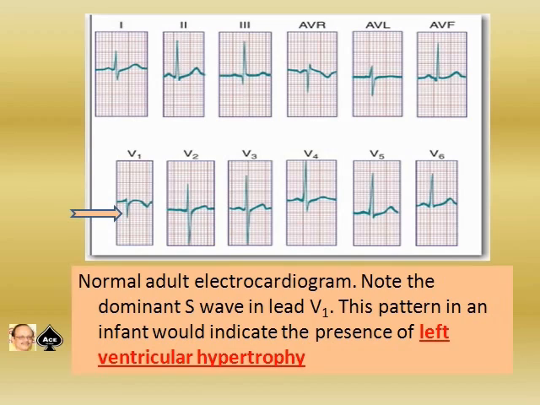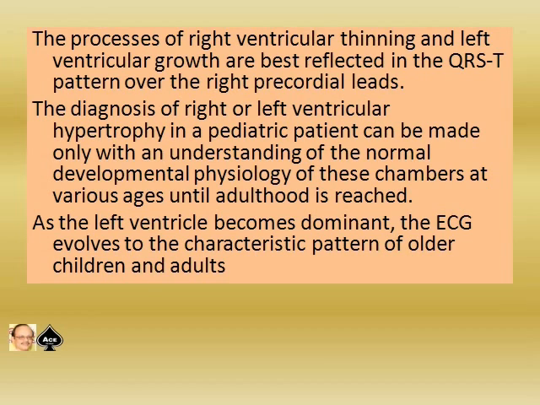And this pattern in infant means left ventricular hypertrophy, because as you know, during infancy it is the right ventricle which is predominant in the first few weeks of life. The process of right ventricular thinning and left ventricular growth are best reflected in the QRST pattern over the right precordial leads. The diagnosis of right or left ventricular hypertrophy in a pediatric patient can be made only with an understanding of the normal developmental physiology of these chambers at various ages until adulthood is reached. As the left ventricle becomes dominant, the ECG evolves to the characteristic pattern of older children and adults.